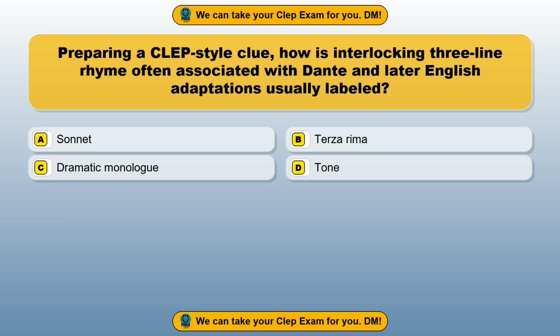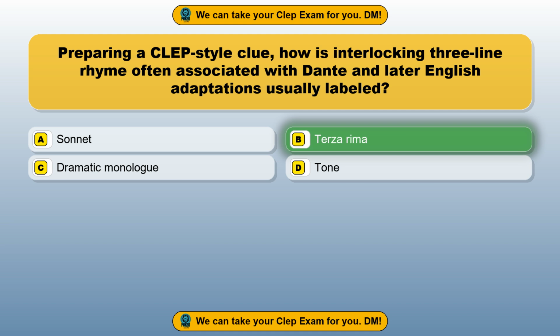Question 48. Preparing a CLEP-style clue, how is interlocking three-line rhyme often associated with Dante and later English adaptations usually labeled? Option A, sonnet. Option B, terza rima. Option C, dramatic monologue. Option D, tone. The correct answer is option B, terza rima.